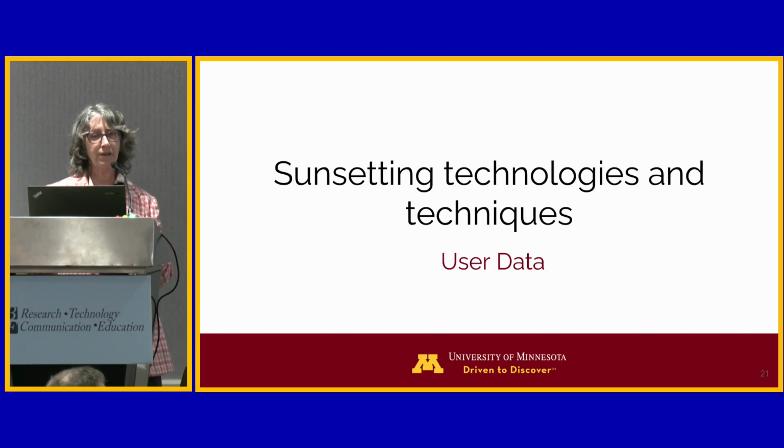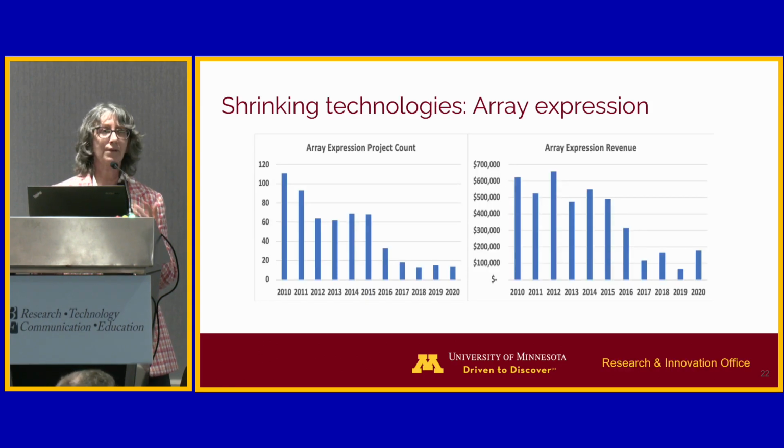Okay, so now let's move to the other side of the equation, the sunsetting of techniques and technologies. This one, as I said, is a little bit thornier. And for this, really, the approach that our UMGC has taken is to look at the actual user data. So here there's two different things that you can look at. One is the actual number of jobs that are being done per year, number of projects. And the other is looking at the revenue.